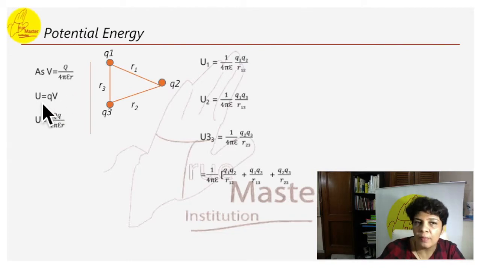And what is the formula for energy? Energy is equal to the charge into the potential. What is the basic formula for potential? This formula. Now when we multiply this with Q, the energy formula will become this element. So this is the energy formula: U is equal to Q times Q by 4 pi epsilon naught R.